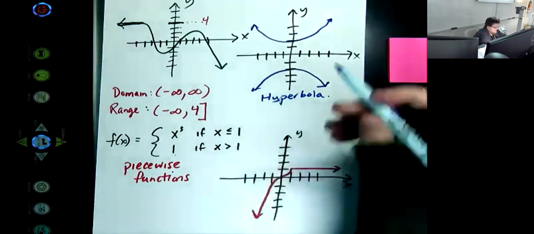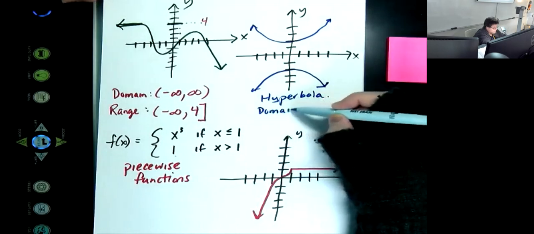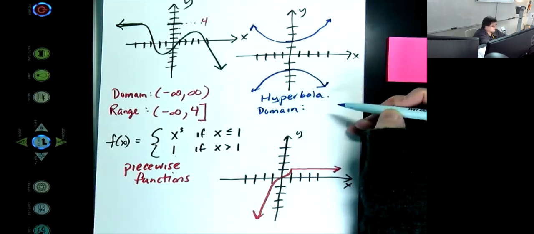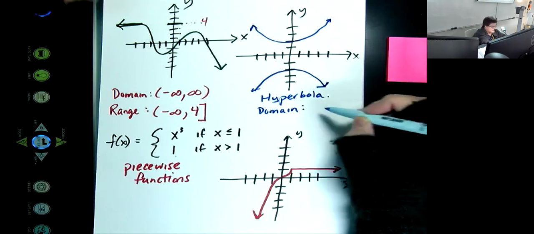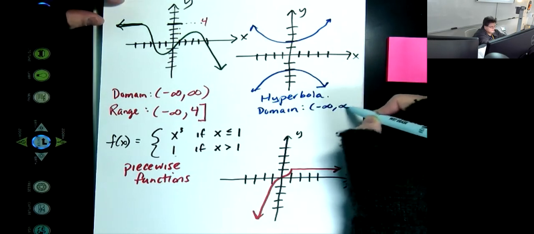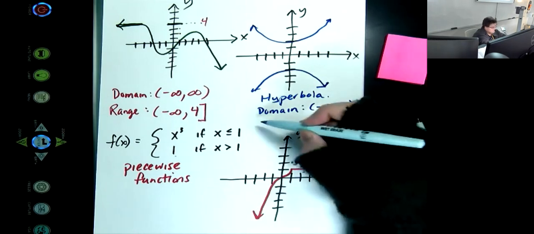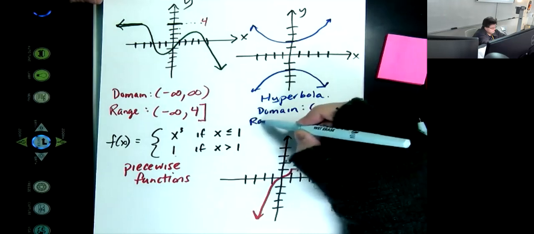What's the domain for this hyperbola? Anybody? Negative infinity to infinity, yeah. The arrowheads indicate that it keeps going. And since they're at an angle, it's going all the way to the left, it's going all the way to the right. What about the range?